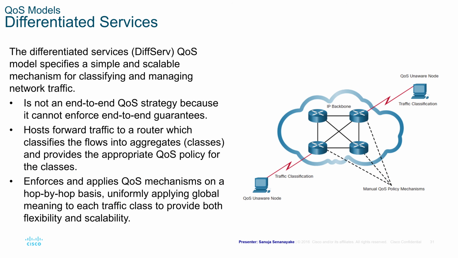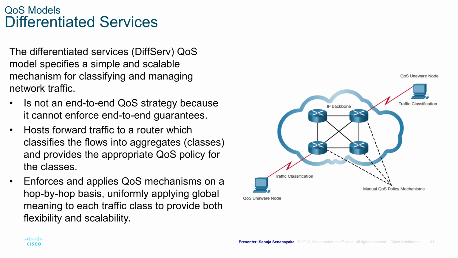So let's look at differentiated services, also known as DiffServ. The DiffServ QoS model specifies a simple and scalable mechanism for classifying and managing network traffic. It is not an end-to-end QoS strategy because it cannot enforce end-to-end guarantees. Hosts forward traffic to a router, which classifies the flow into aggregates, also known as classes, and provides the appropriate QoS policy for the classes. It enforces and applies QoS mechanisms on a hop-by-hop basis, uniformly applying global meaning to each traffic class to provide both flexibility and scalability.